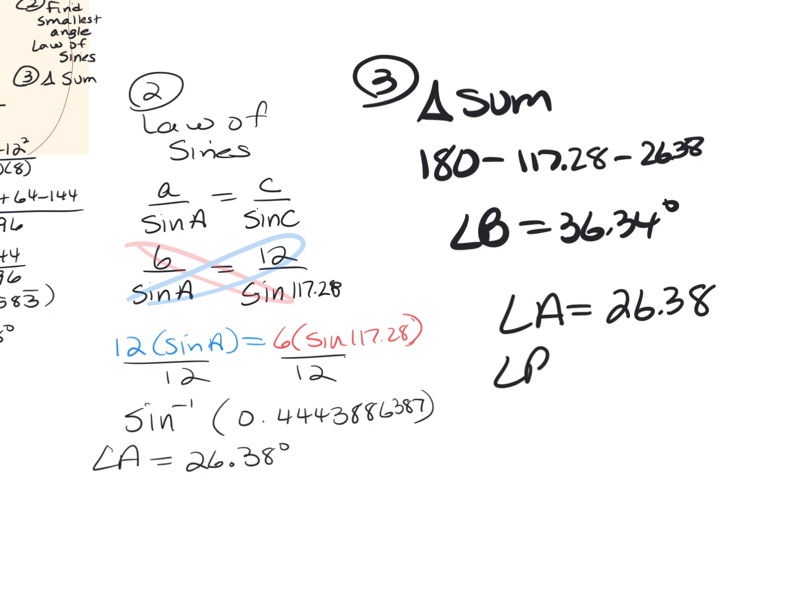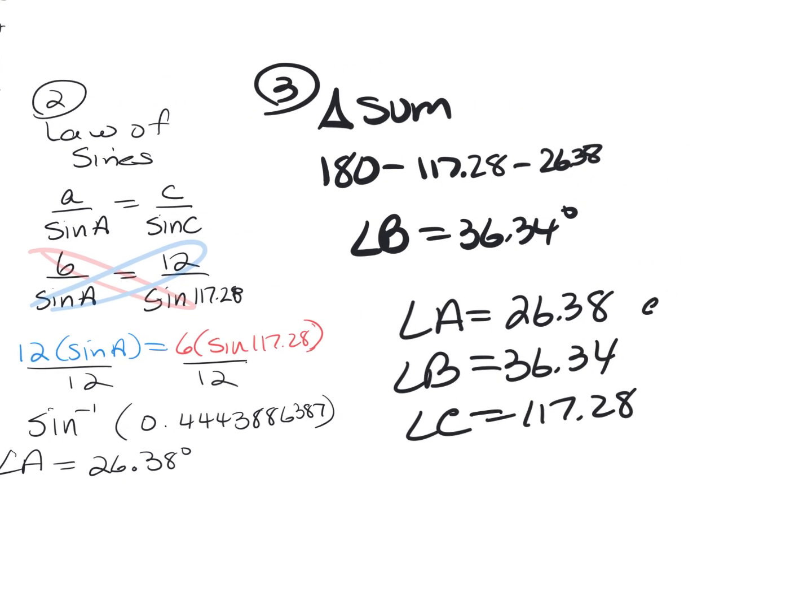So again, angle A was 26.38, angle B 36.34, angle C 117.28, and again, we started out with all three sides. So B was 8, C is 12, and A was 6. And again, it makes sense. Biggest side, biggest angle. Smallest side, smallest angle.